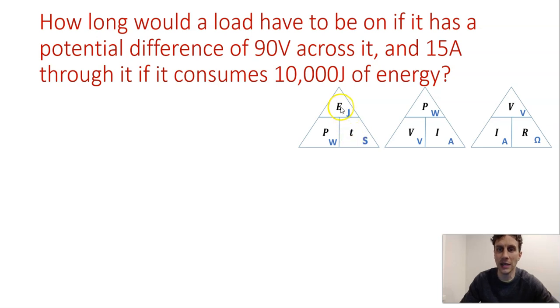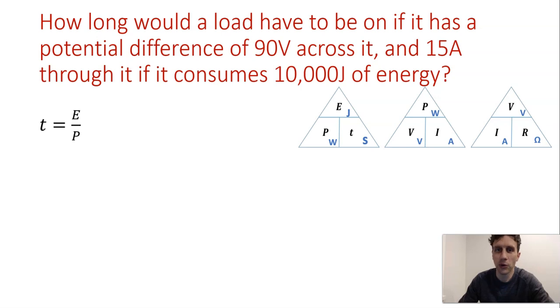T equals E over P. There's our first step. That's how we use these triangles. It's looking for time. Time is equal to energy over power. Do we have energy? Energy is measured in joules. And we do. Do we have power? Power is measured in watts. And we do not know the number of watts. If we did have the number of watts, we could just go 10,000 joules divided by whatever it is, say 1,000 watts.